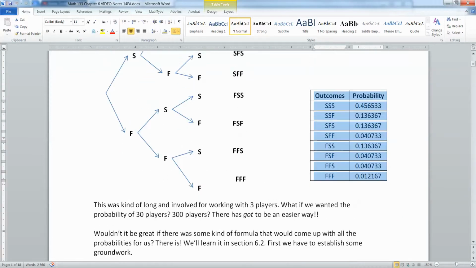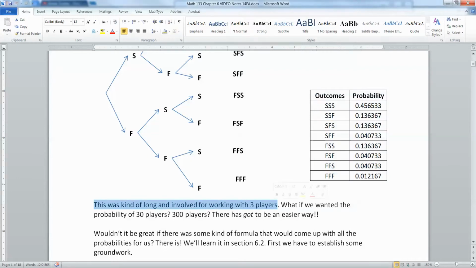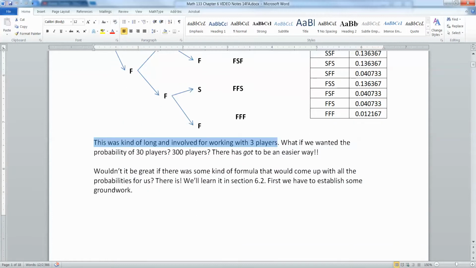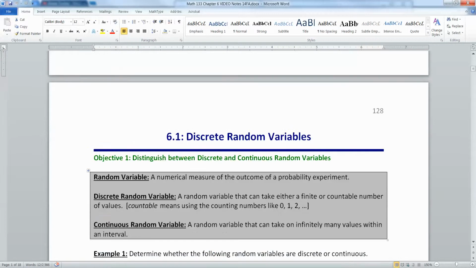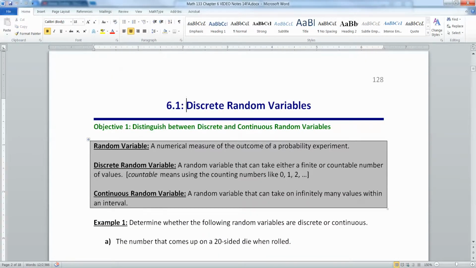We took a couple pages to come up with each of these probabilities and the tree and everything. And it was long and involved, and we were only doing it with 3 players. But what if we want to talk about 30 players? What if we want to talk about 300 players? There's got to be an easier way to do this, and there is. And it's a formula. So wouldn't it be nice if we could just have a formula that would figure out the probabilities for us, even if there were 300 players, even if there were 400 players, the calculator would just do it. And that is going to happen. But that's section 6.2. First, we have to lay some groundwork in 6.1 with some definitions and some basic things and some not so basic things.